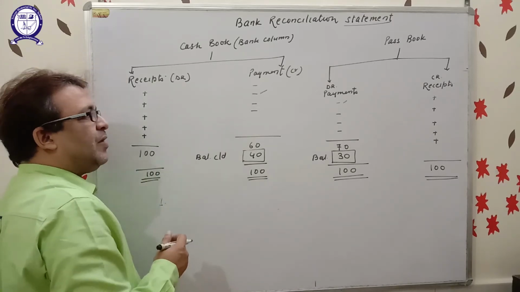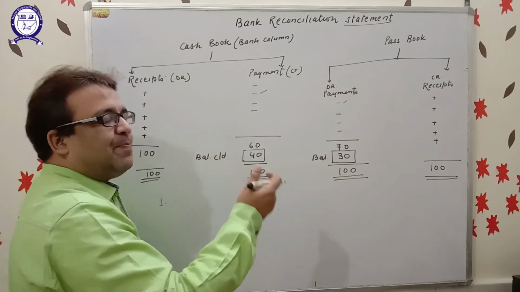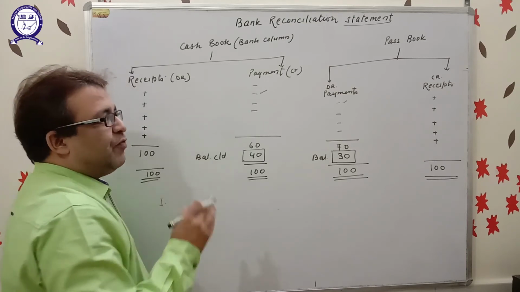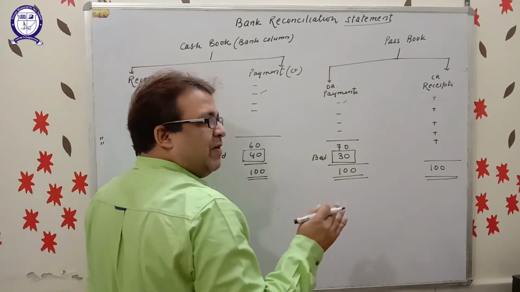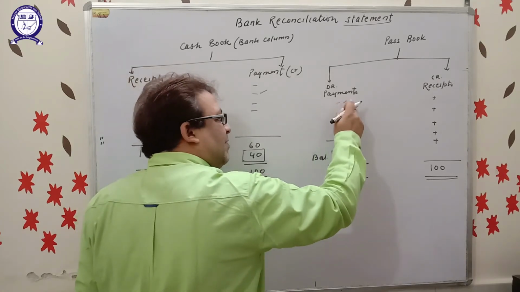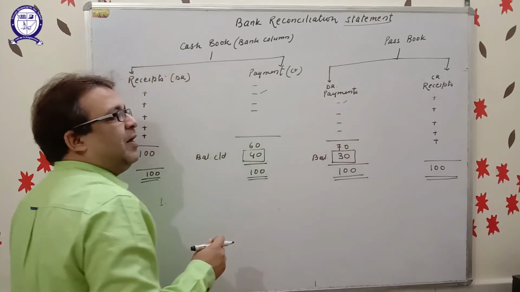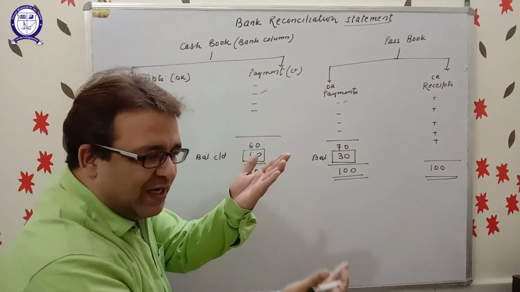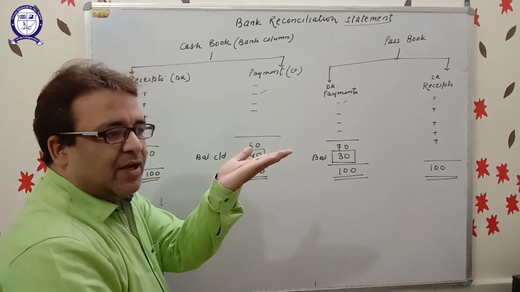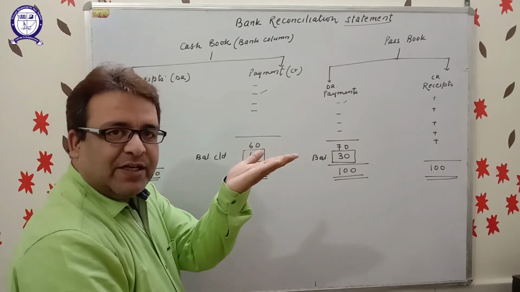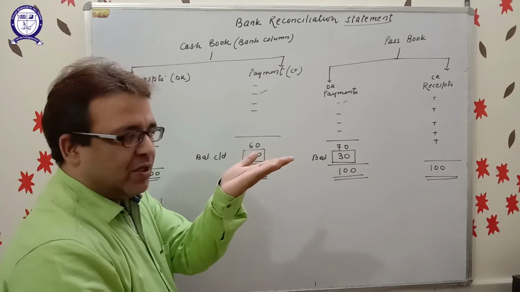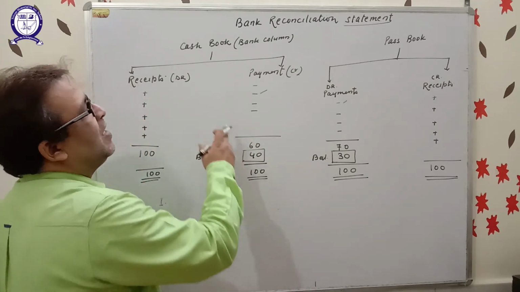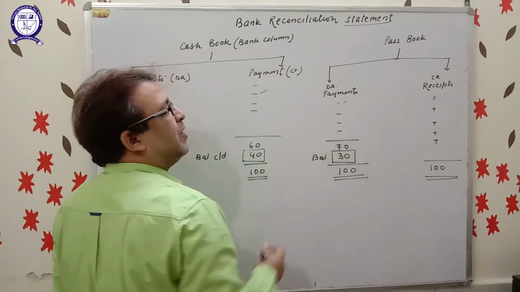Next point. Suppose bank has paid some amount directly as per our instructions. So when bank pays some amount on our behalf, bank debits our account. Debit means bank withdraws amount from our account. So passbook balance will decrease. But on the other hand, we have not entered this transaction in our cash book. So cash book balance will remain the same. So there will be a difference between the cash book and passbook.